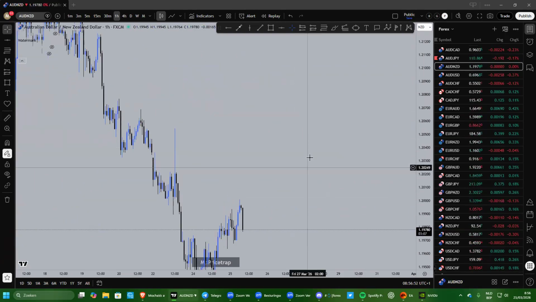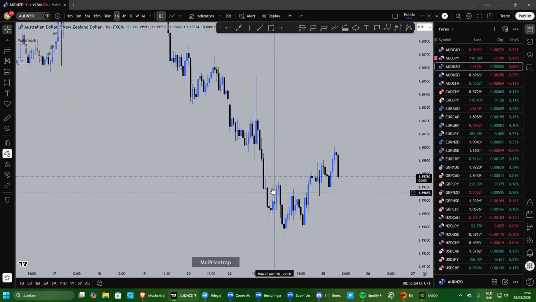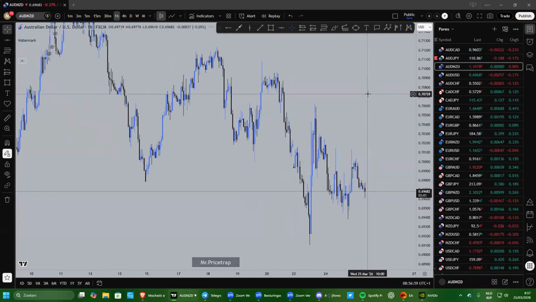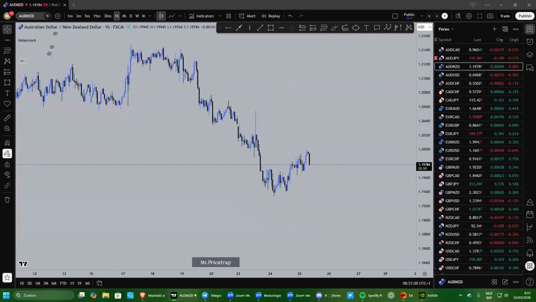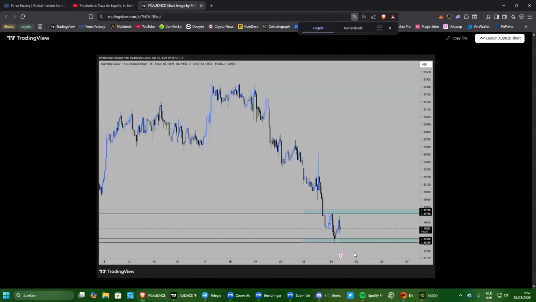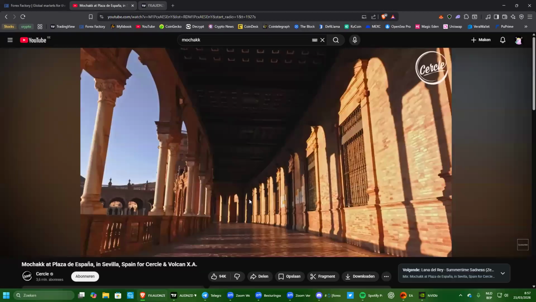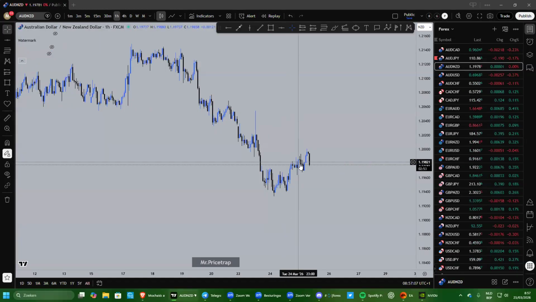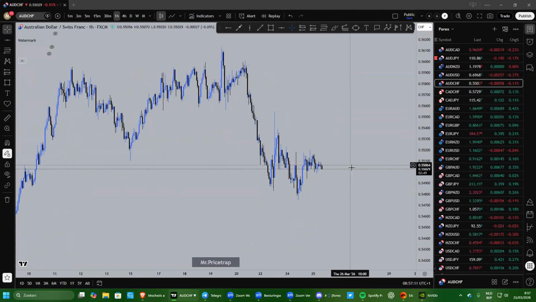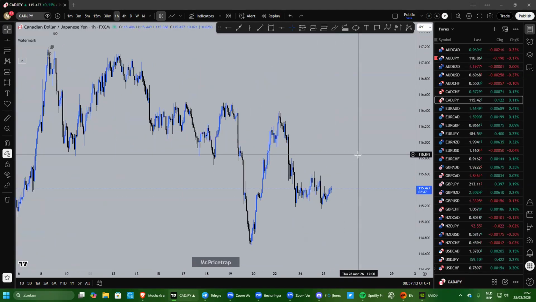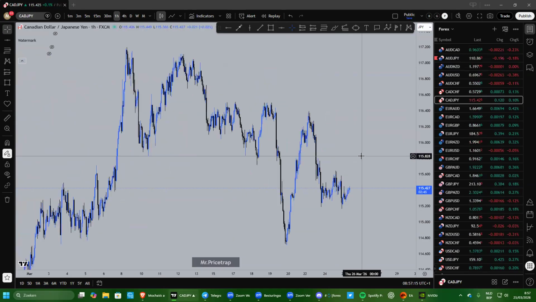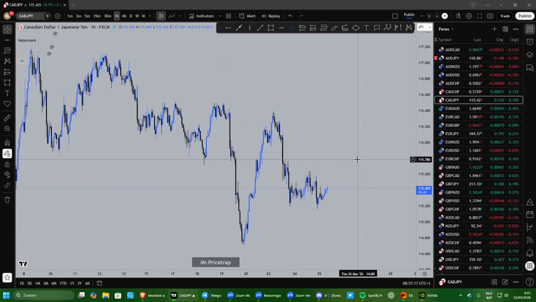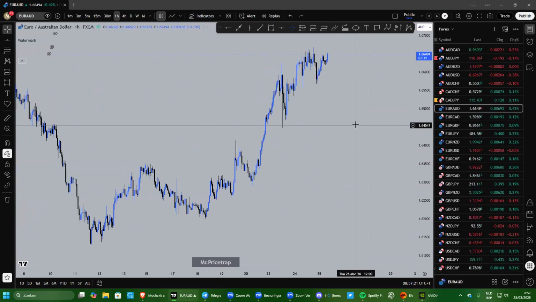AUD NZD, yesterday we had this one, but it was a very small one. The breakout retest to the upside here. But now I want to leave it. I don't really like what I'm seeing. So this was from yesterday, like you can see. And then we have breakout retest. Very small move, not the biggest one, but it did respect though. Canadian JPY. I'm gonna give this an orange flag for this moment.